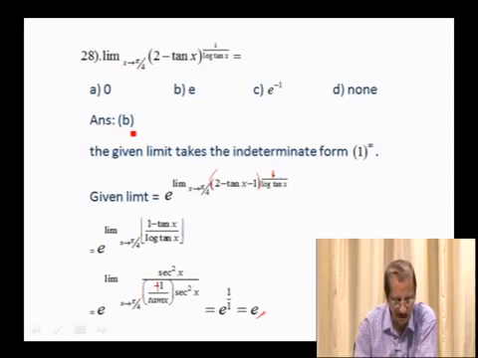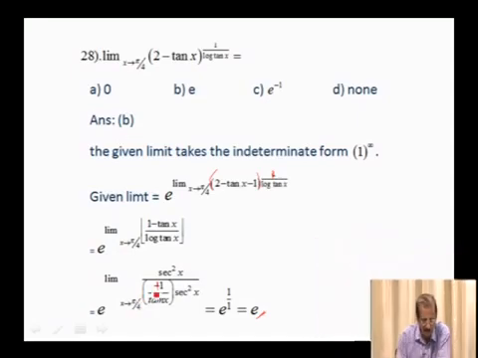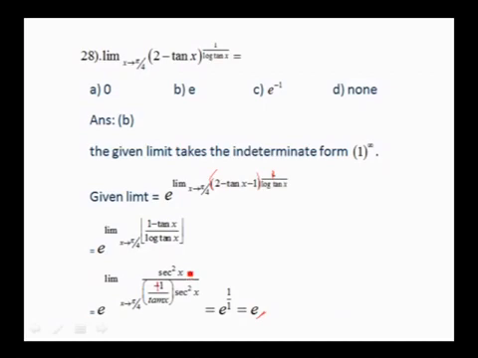So here if you allow x to tend to pi by 4, secant square x over 1 over tan x into secant square x. Secant square x gets cancelled. So 1 over tan x as x tends to pi by 4. So e to the power of, this is e to the power of 1 by 1, that is e.